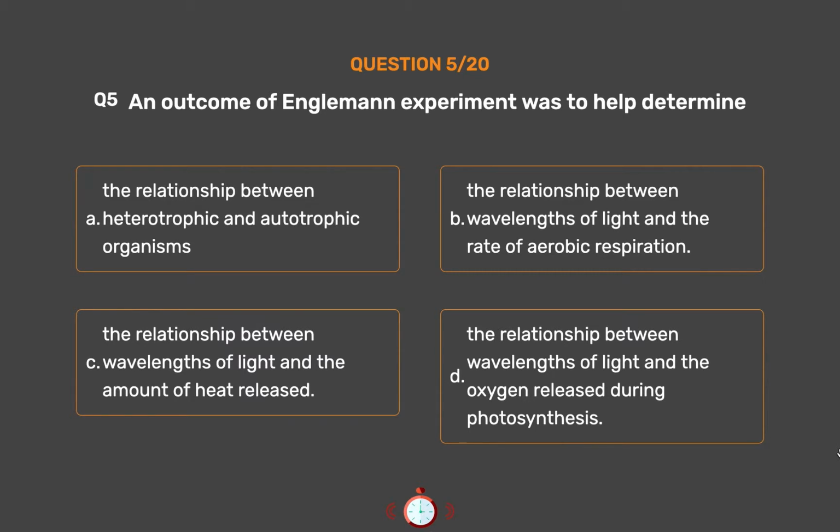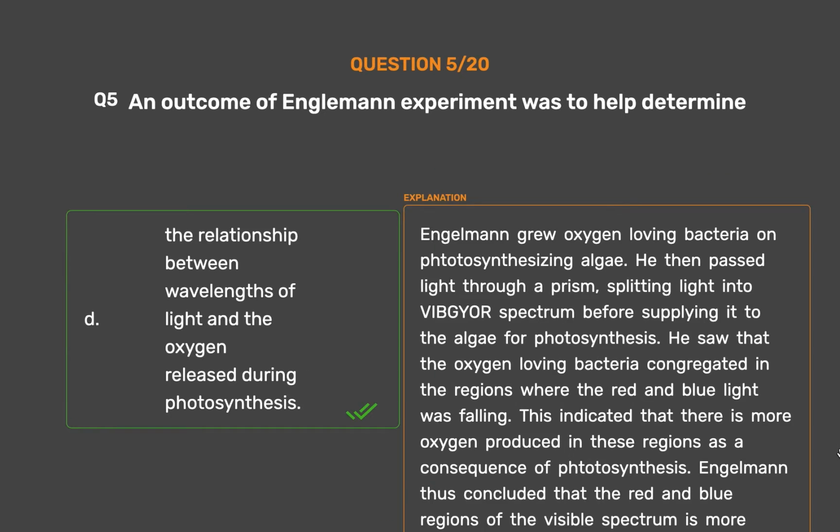The correct answer is option D. The relationship between wavelengths of light and the oxygen released during photosynthesis. Engelmann grew oxygen-loving bacteria on photosynthesizing algae. He then passed light through a prism, splitting light into Vibgyor spectrum before supplying it to the algae for photosynthesis.